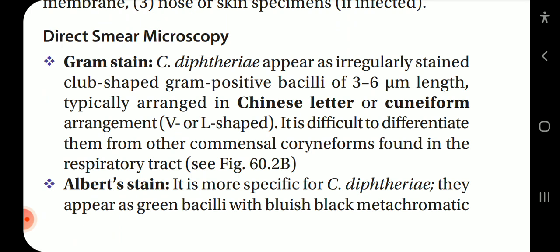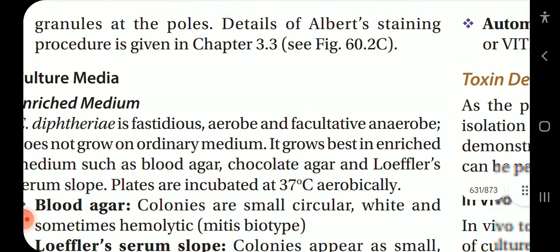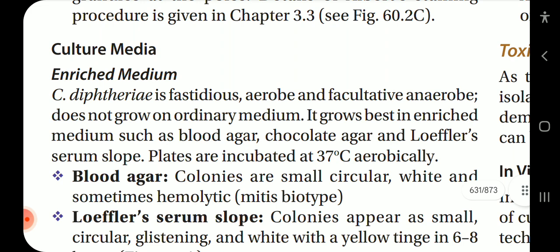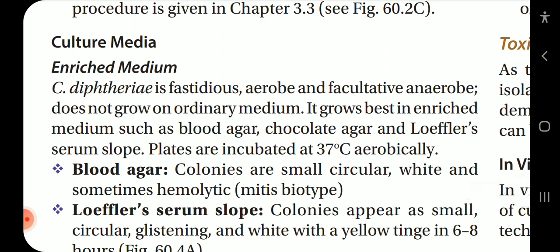It is difficult to differentiate them from other commensal corynebacteria found in the respiratory tract. Albert stain is the most specific for Corynebacterium diphtheriae. They appear as green bacilli with bluish-black metachromatic granules at the poles. Details of Albert staining are given in the chapter. Culture media. Enriched medium. Corynebacterium diphtheriae is fastidious, aerobe, and facultative anaerobe. Does not grow on ordinary media.